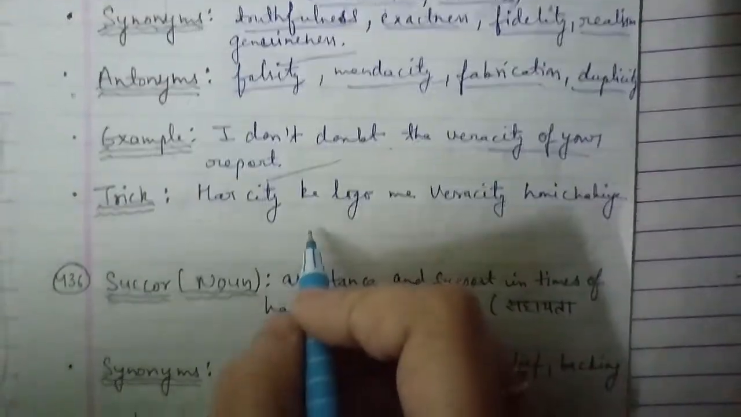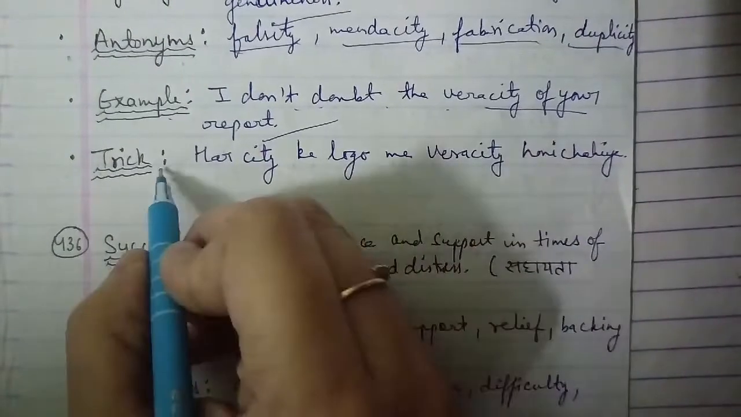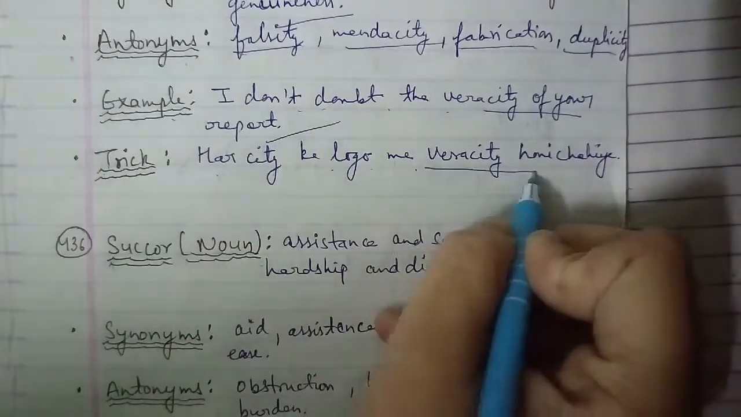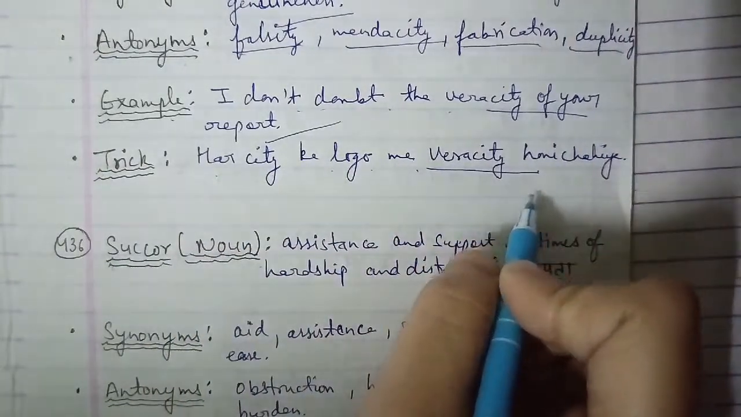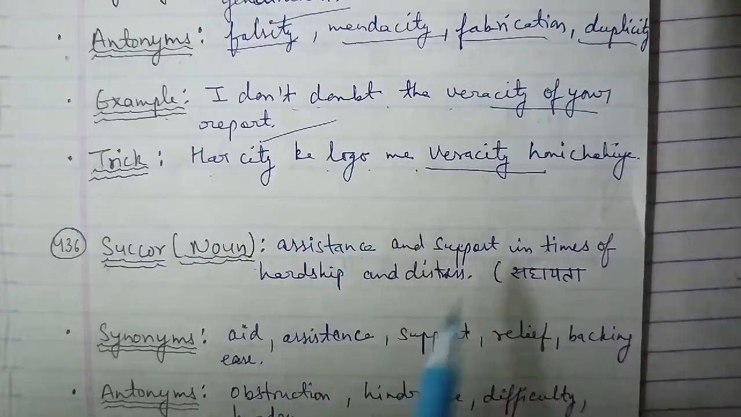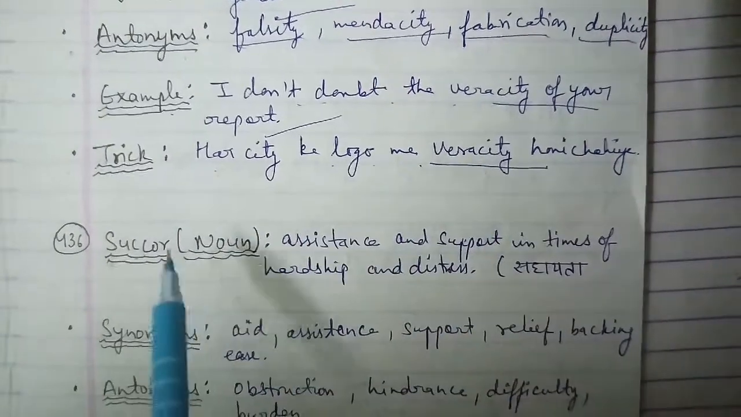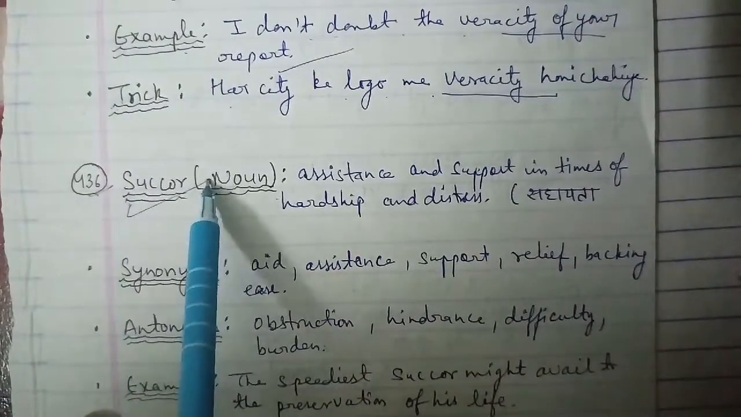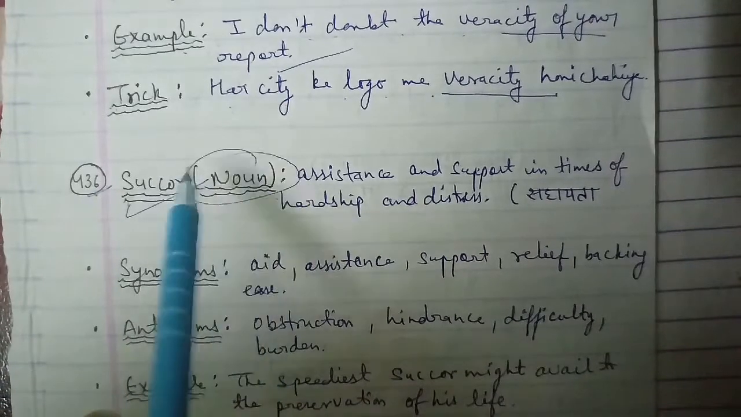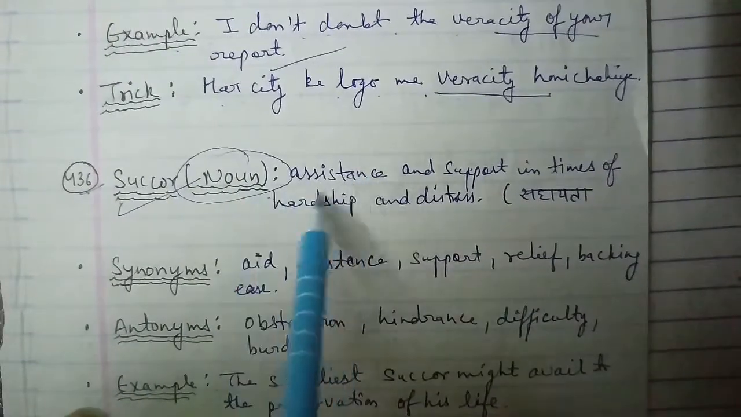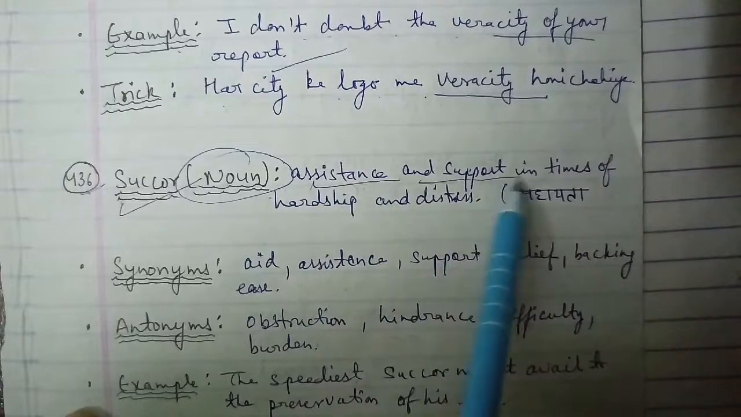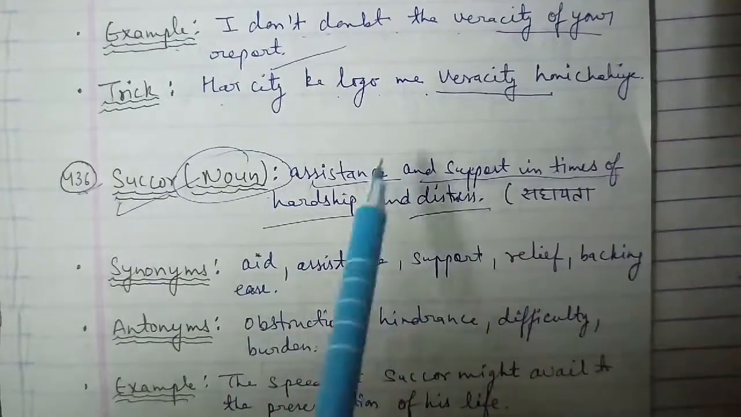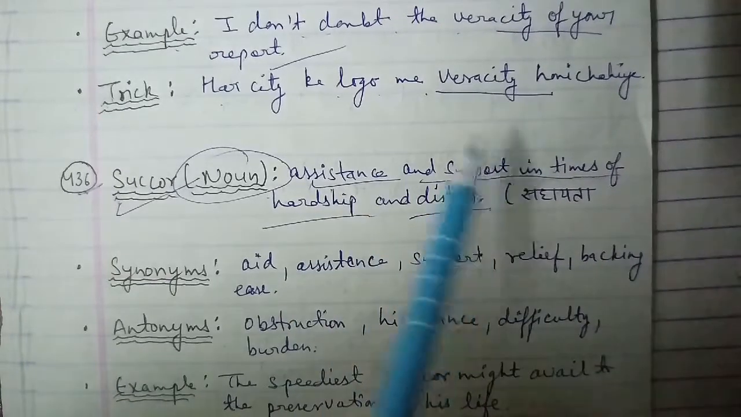Now I'm talking about the examples of succor here: the speediest succor might avail to the preservation of his life. This is the example of succor here. Now the trick of succor that you have to understand is, how do you learn this word: social गेम के लिए हमें सको चाहिए. तो ऑब्वियसली बात है, social गेम के लिए हमें सहायता चाहिए, हमें हेल्प चाहिए, तो देन यू कैन यूज द वर्ड सको देयर. ओके, तो अब सहायता, हेल्प की जगह, सपोर्ट की जगह, you can use the word सको there.